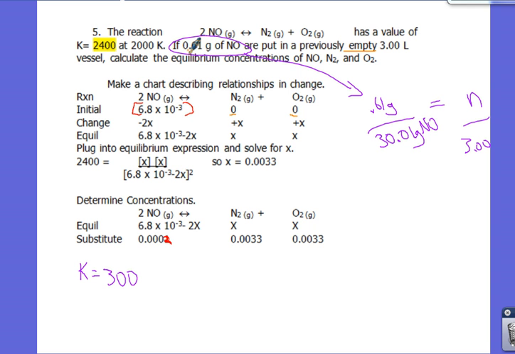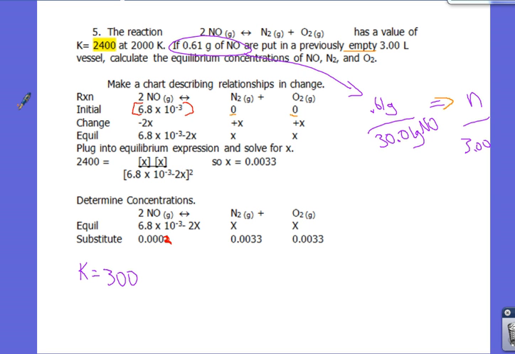Where does the 0.61, how does it become 6.8 times 10 to the minus third? Well, 0.61 divided by the molar mass, divided by the volume. This ends up giving you the moles. The moles divided by volume gives you molarity. So we've got the initial values in there. 6.8 times 10 to the minus third molar, 0 and 0. What are the x values? That's determined by which way it has to shift. The change values. So it has to shift to the product side, so we're adding an x to the nitrogen and to the oxygen.